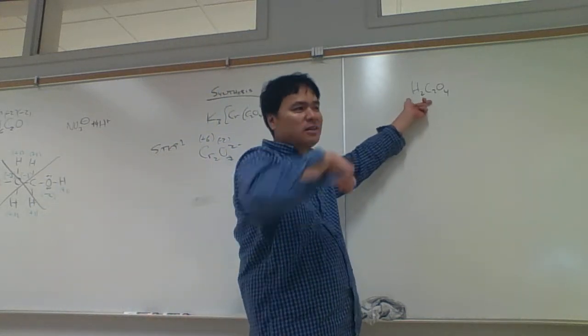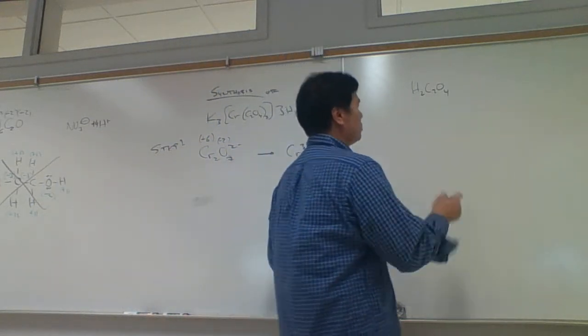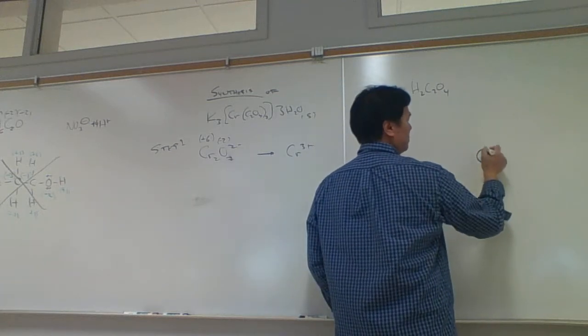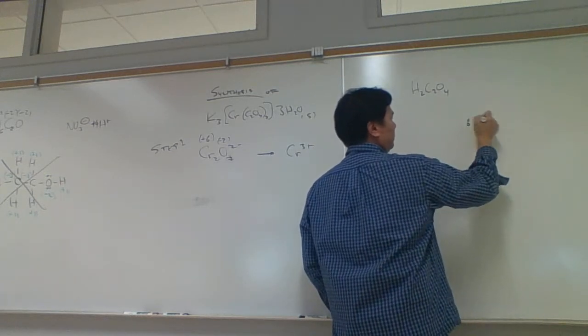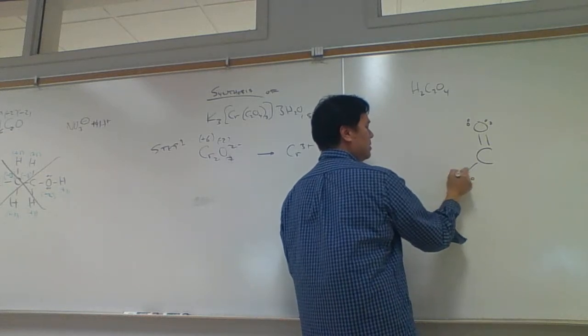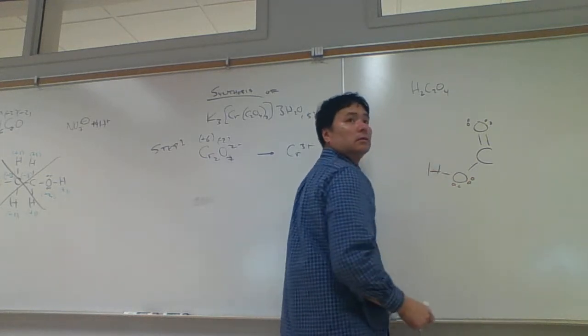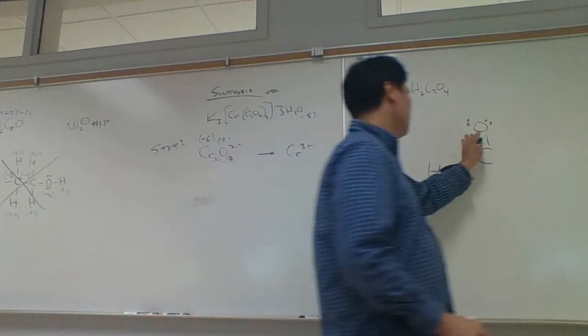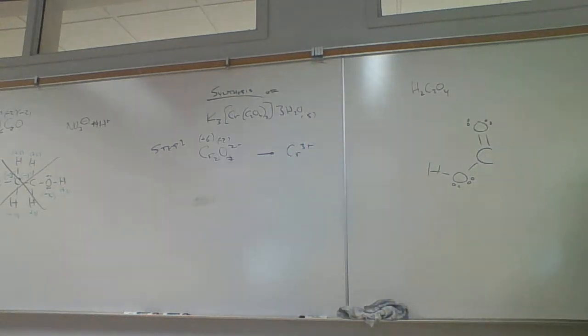Oxalic acid is a carboxylic acid. If we look at the structure of oxalic acid, it looks like this. It has 2 of these groups. What's the functional group called in carboxylic acids? Hydroxyl is the alcohol group. Oh, carboxyl? Yeah. We have 2 back-to-back carboxyl groups like this.